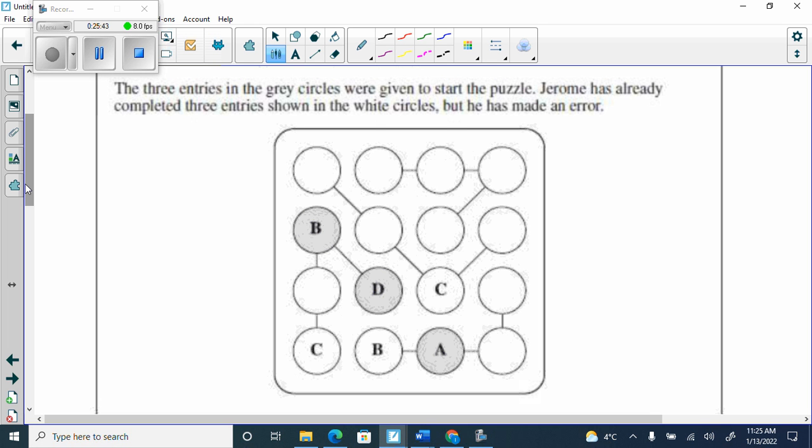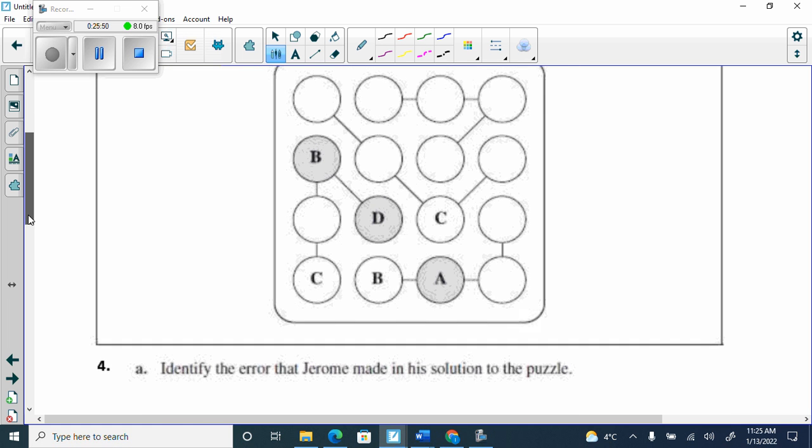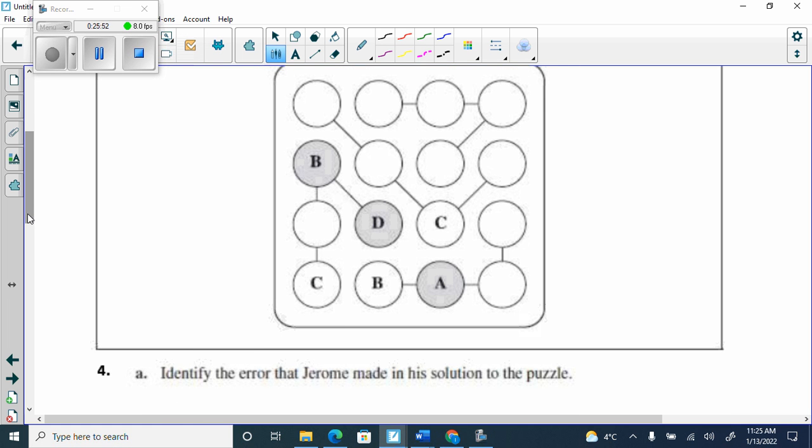Those were there initially. Jerome did the white circles, the C, B, and the C, but he made an error. He didn't make it very far before he made an error. Identify the error and then finish the puzzle. Where's the error? Anyone see a problem? Yeah. Why?